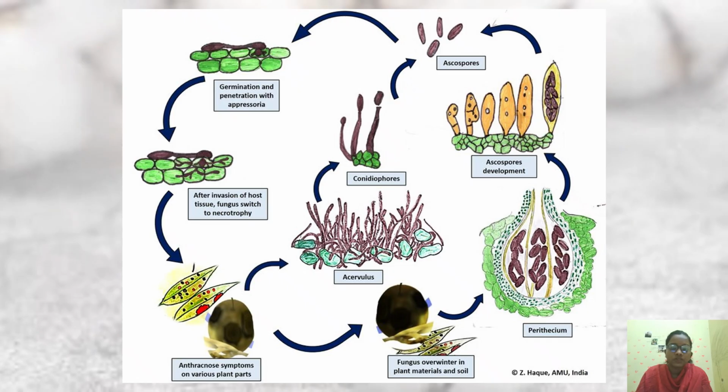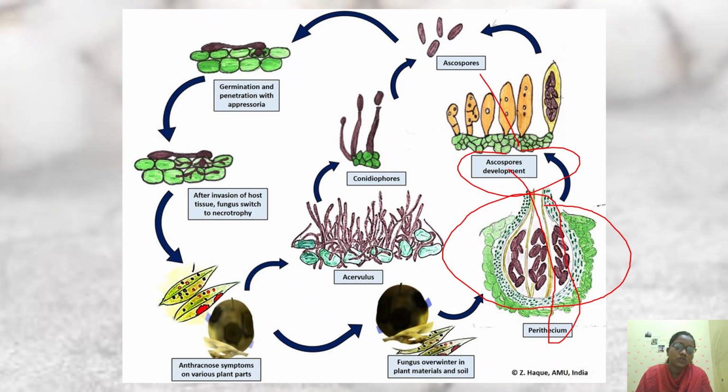In this disease, the sexual spores are the ascospores. These ascospores develop inside the perithecium, a fruiting structure. This perithecium is a fruiting body. It will break down and release the ascospores. This leads to the sexual life cycle.